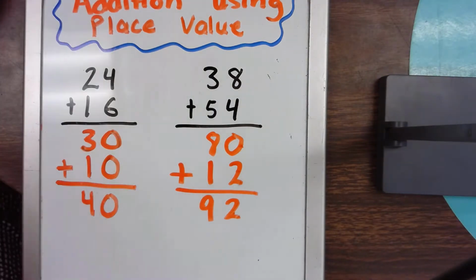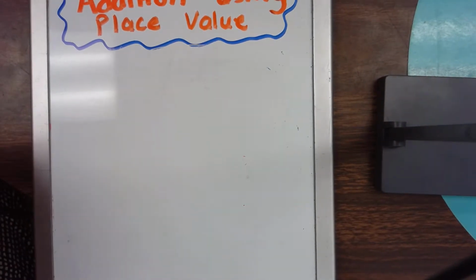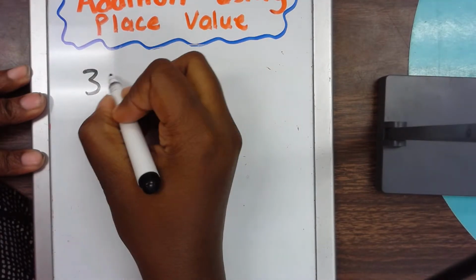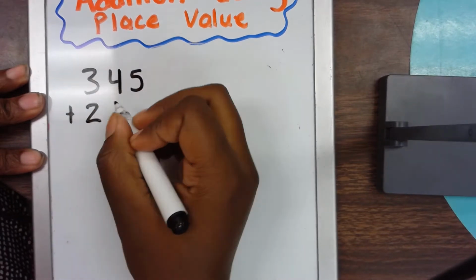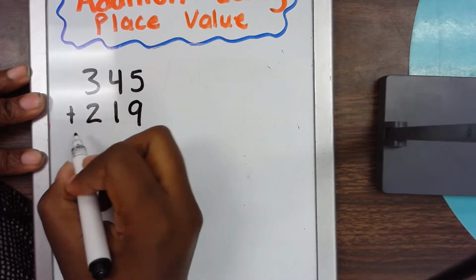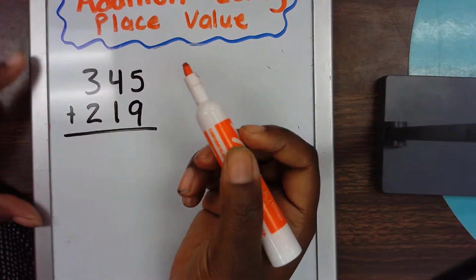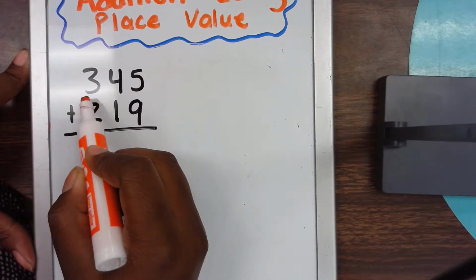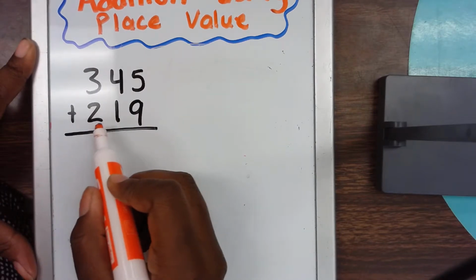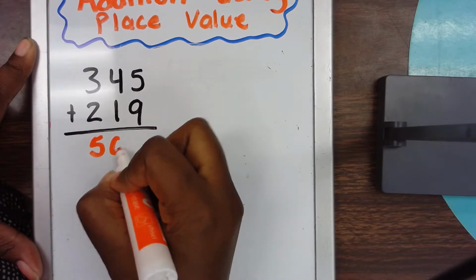Now let's try it with some 3-digit numbers. Okay, let's say we want to add 345 plus 219. So again, I'm going to start in the highest place, which is the hundreds place. There's a digit 3. So a 3 in the hundreds place is 300. And a 2 in the hundreds place is 200. And 300 plus 200 equals 500.